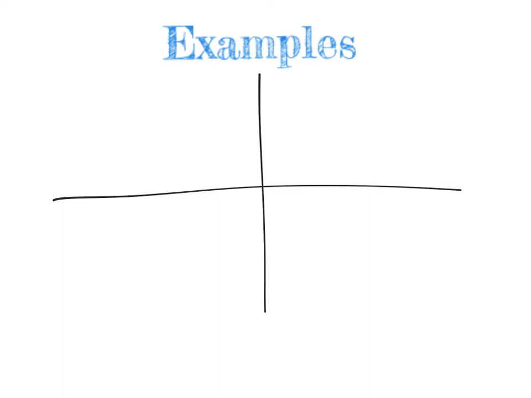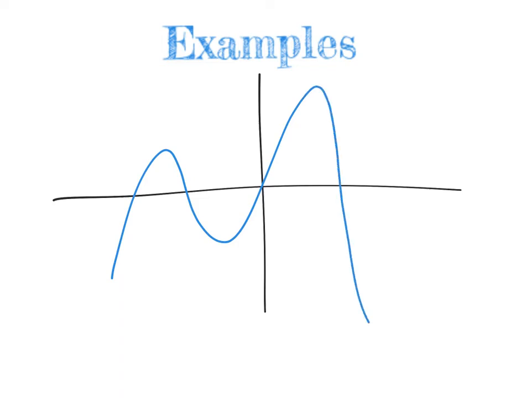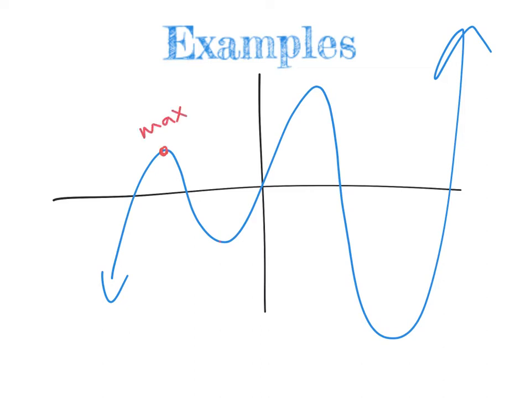So let's say we have, let's try an odd function. Okay, it's an odd function because the arrows are pointing in the opposite direction. Let's label some stuff here. So I have a maximum here because it's a high point on the graph. I have a minimum. I have another maximum. And I have a minimum.